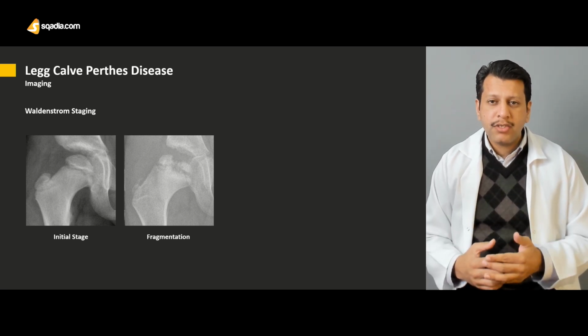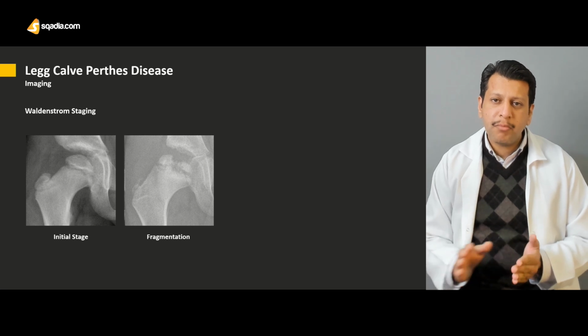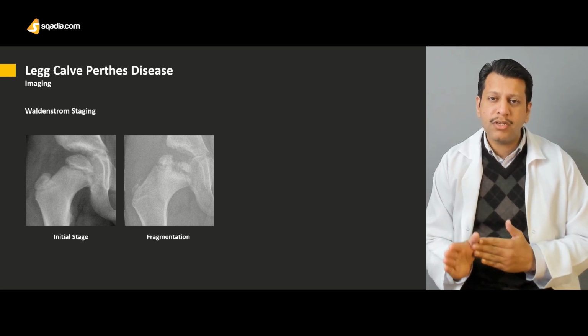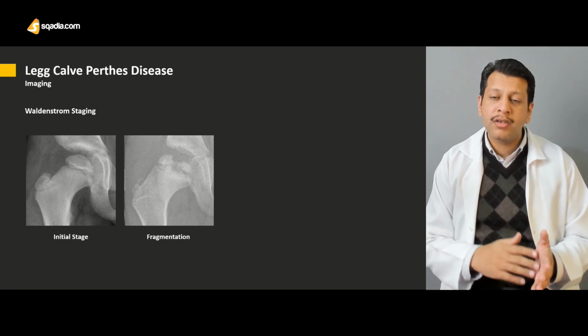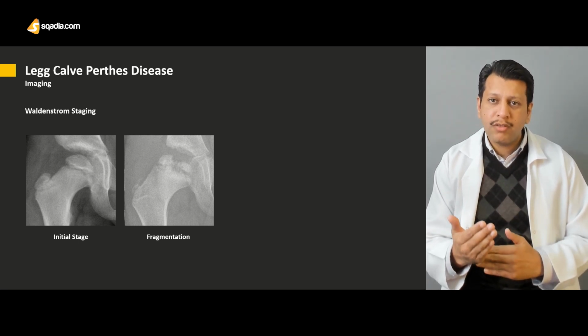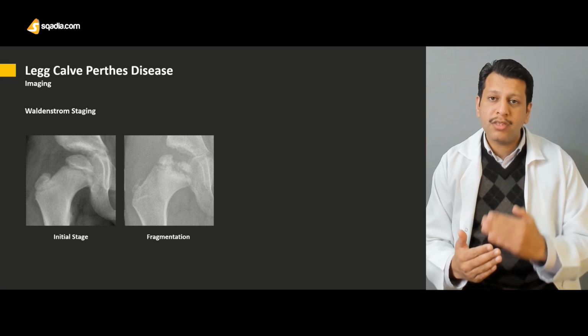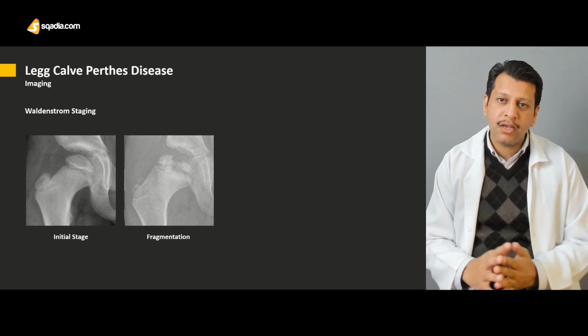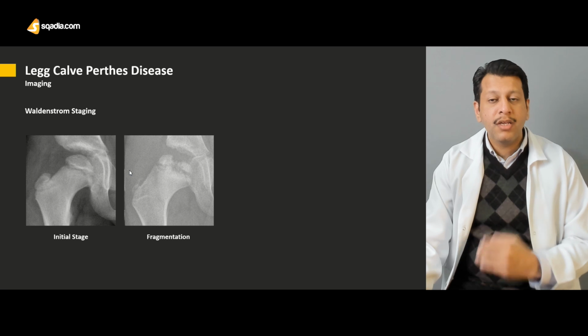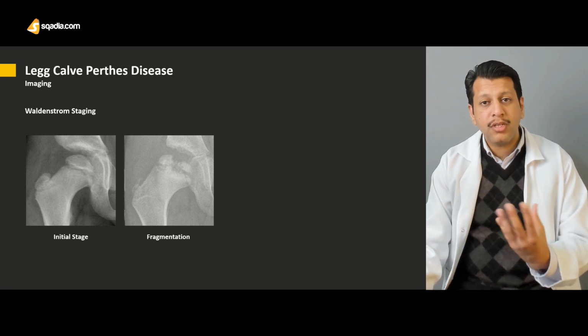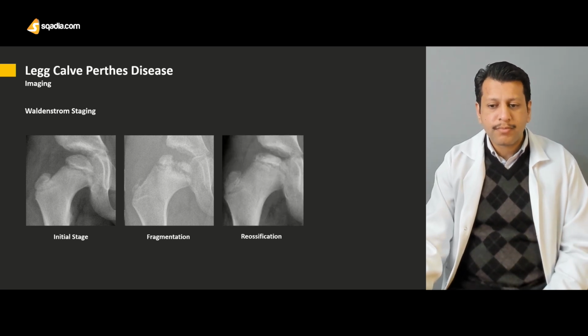Once the fragmentation has occurred, it takes around 6 months to reach this stage after the acute event. After 6 months you can see the fragmentation, and you can think that something happened 6 months earlier, because acutely usually there are no changes seen on the X-ray, and the X-ray may be absolutely normal. Even the MRI may be normal. You will only see changes on the bone scan.